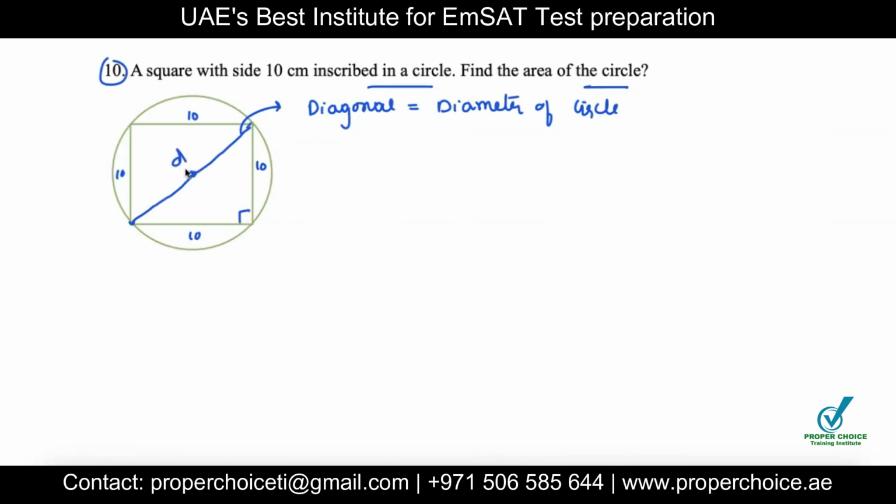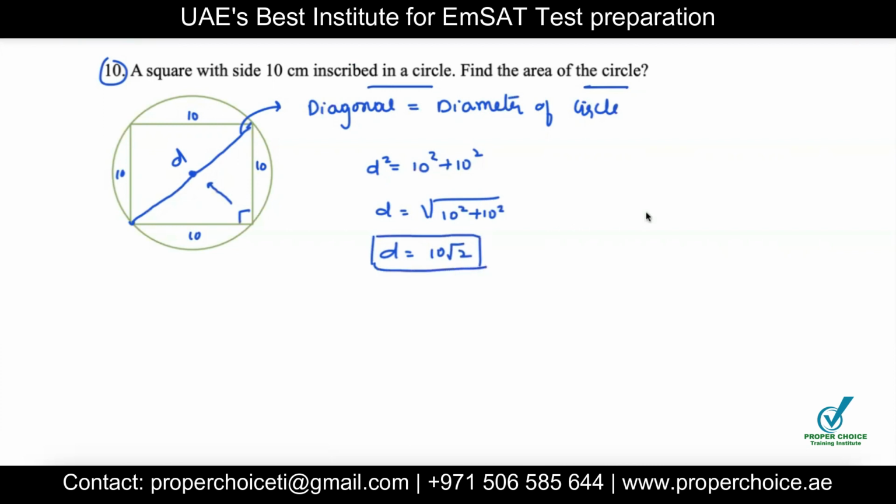If I say D is the diameter, you can apply the Pythagorean rule in the same way. So in this case, D square, the square of the side opposite the right angle, that is the hypotenuse square, equals the sum of the squares of the other two sides. So from this, D equals square root of 10 square plus 10 square. D equals 10 square root of 2. This is the diameter you get.